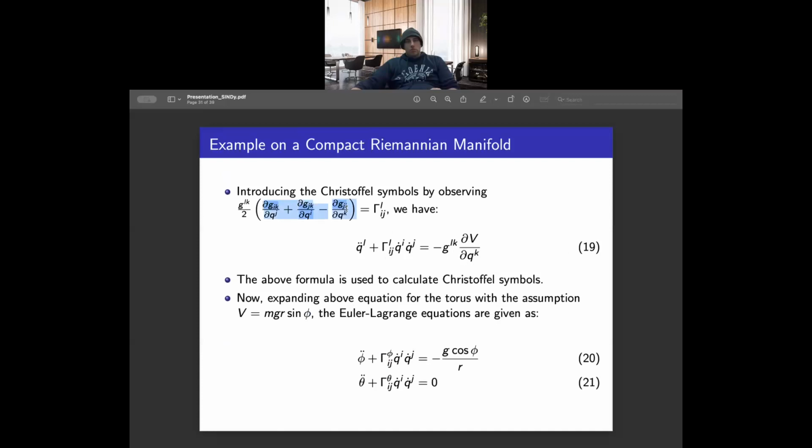In this equation 19, this term is important because you might have seen it when I was defining the geodesic equation. And that is what you are seeing here. In order to represent the equation of motion on the Riemannian manifold, you have to use these Christoffel symbols. I guess that was the trick in order to do SINDy on these Riemannian manifolds.